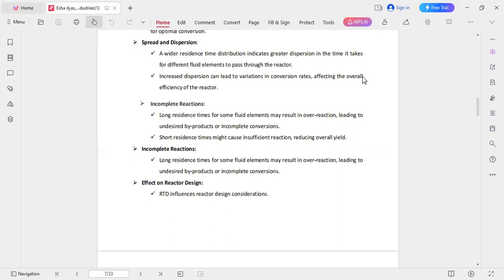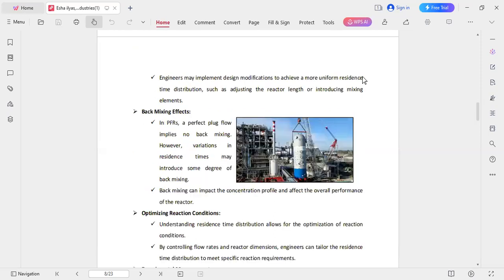Effect on reactor design. Residence time distribution influences reactor design considerations. Engineers may implement design modifications to achieve a more uniform residence time distribution, such as adjusting the reactor length or introducing mixing elements.